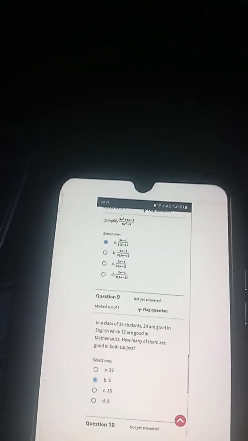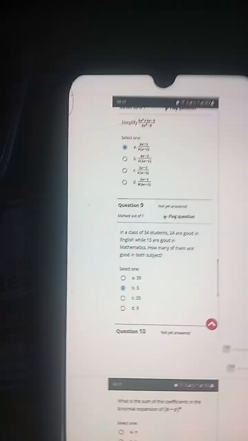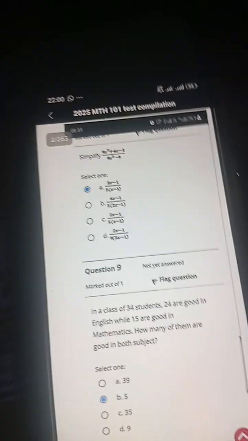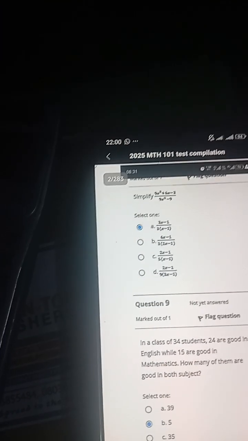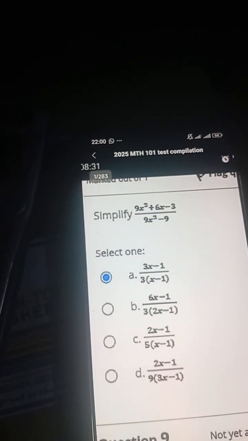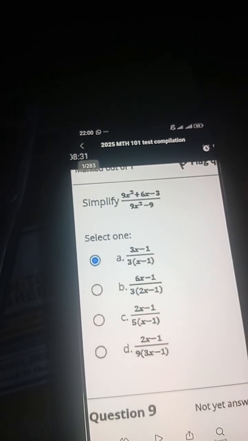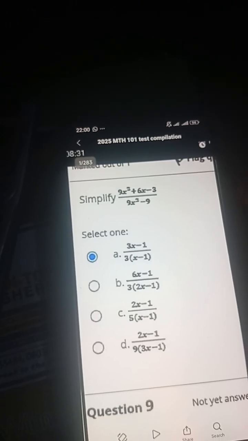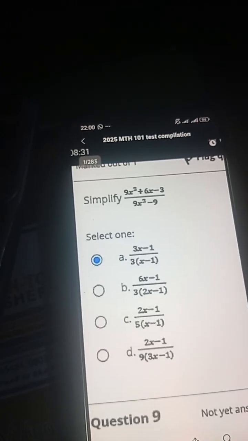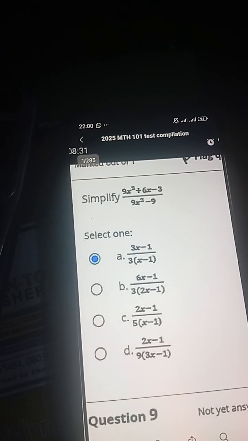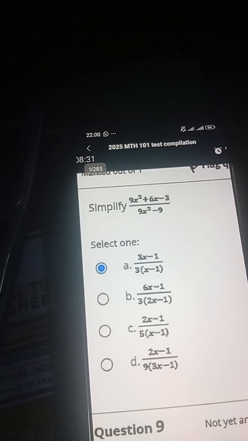Then for the second one, once you see an expression question like this, this is an expression question. All you just need to do is to substitute 1 inside, or any convenient value that will make it not undefined. So if you look at this question, 9x raised to power 3, 9x raised to power 2 plus 6x minus 3 over 9x squared minus 9. What you just need to do is to substitute the value.